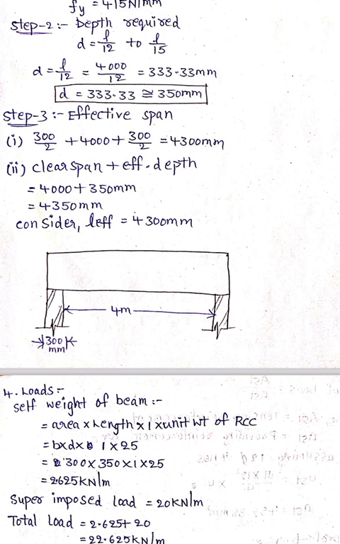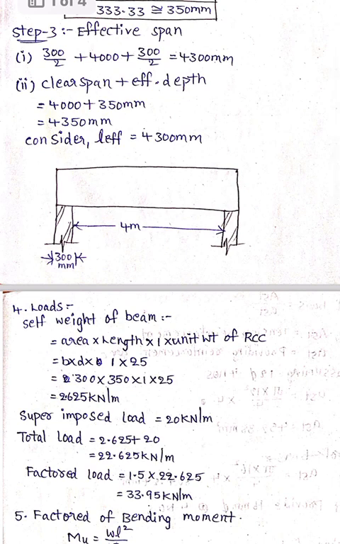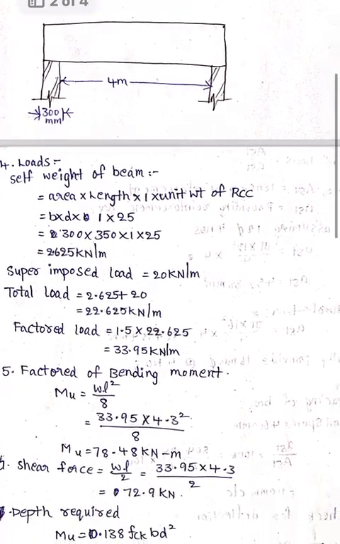Step 2, determining the effective span. For determining the effective span, we require both the clear span and the overall length of the beam. Overall span of the beam is 4000 mm, and on both sides the bearing is 300 by 2, 300 by 2. We have to take half of the bearing, that implies 4300 mm. And clear span plus effective depth, where clear span is 4000 mm and effective depth 350 mm, that implies 4300 mm. Consider this.